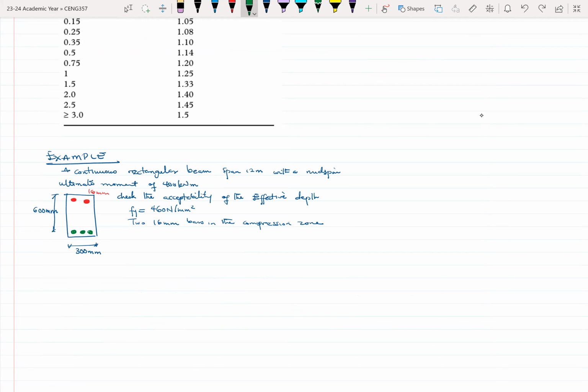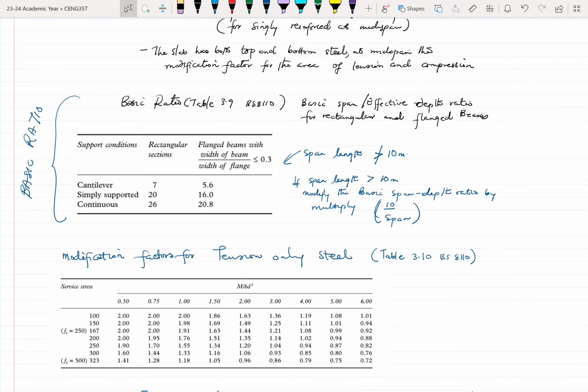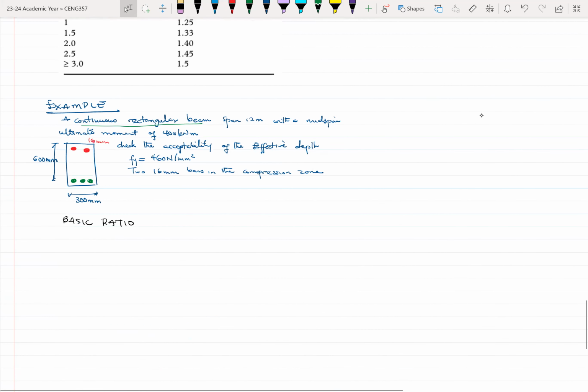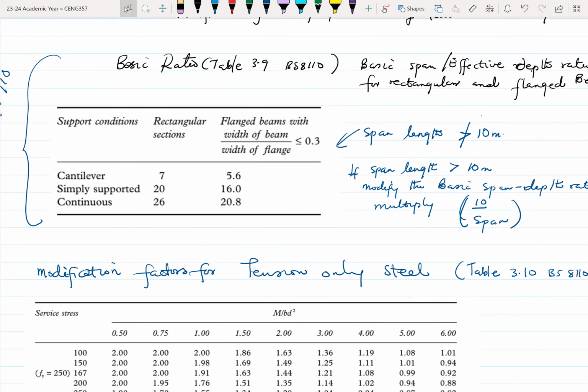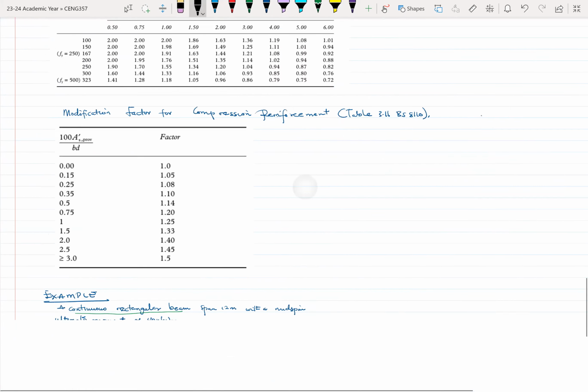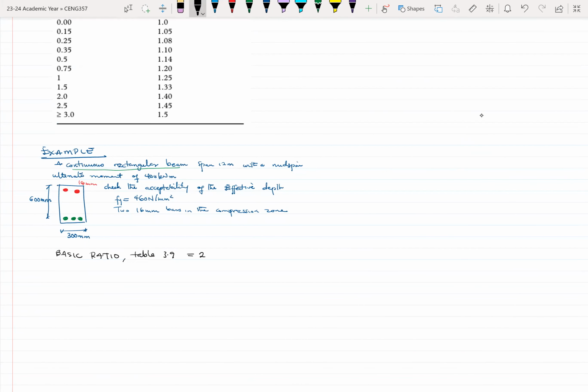All right. So since it is a continuous rectangular beam, that's what it says, let's first find our basic ratio. Okay, let me do that in caps. So for the basic ratio, see table 3.9. And from table 3.9, which is what I have over here, for a rectangular section which is continuous, we use 26. Our basic ratio is 26.